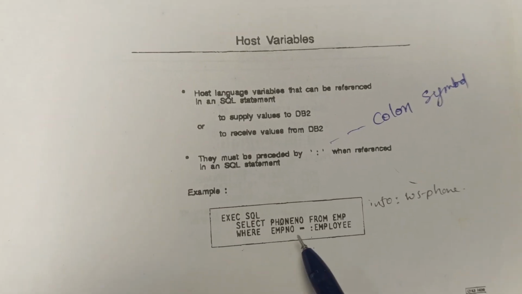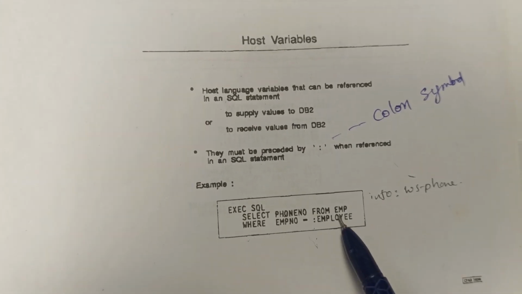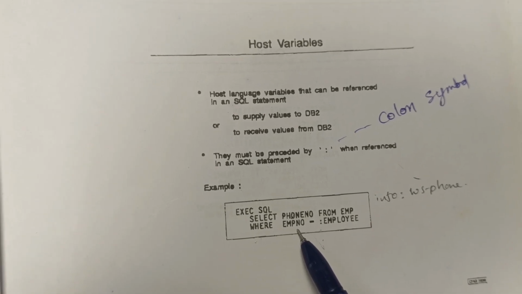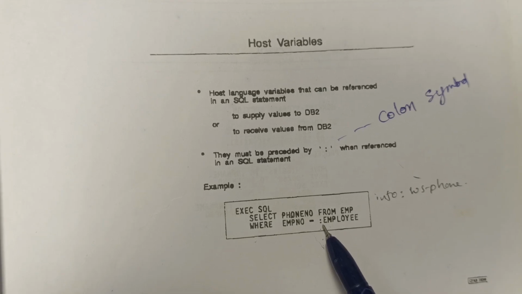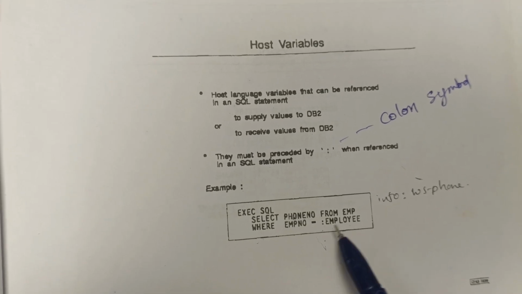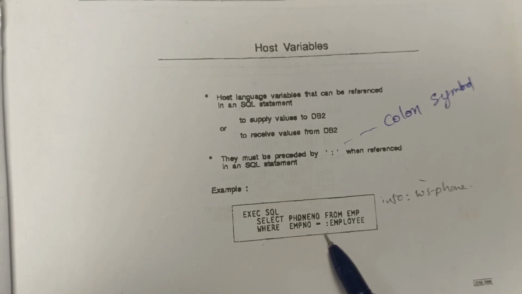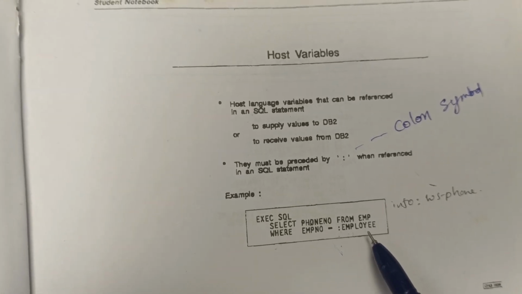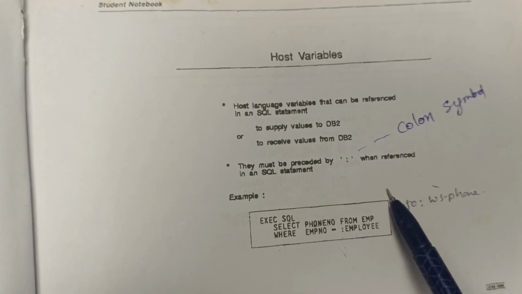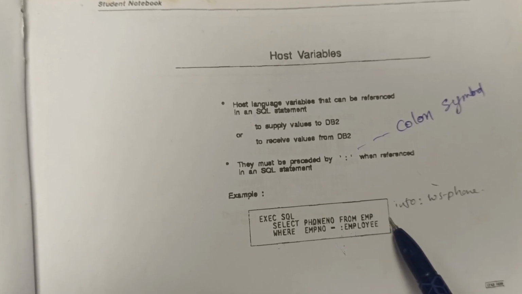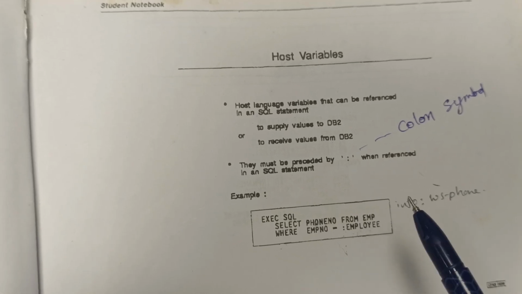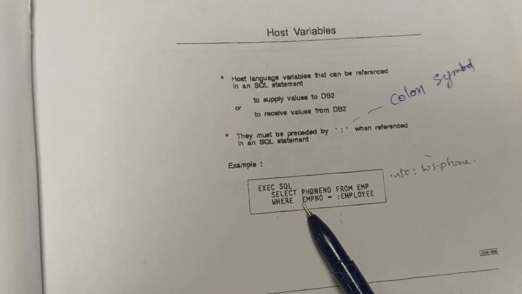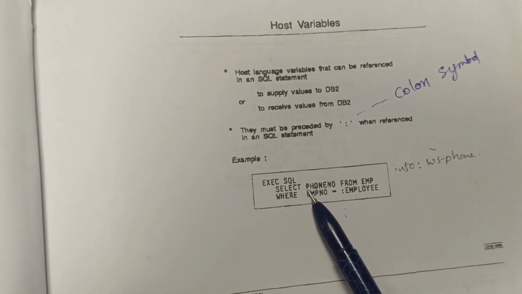This is a sample statement: SQL select phone number from employee table, and in the condition the column name is employee number, and I have given a colon followed by the employee variable name. That identifies it as a host variable. Before the select statement, I need to pass some data into the employee variable; then only can I use it as the host variable. The select statement will then search using the host variable, which is the input for this query.